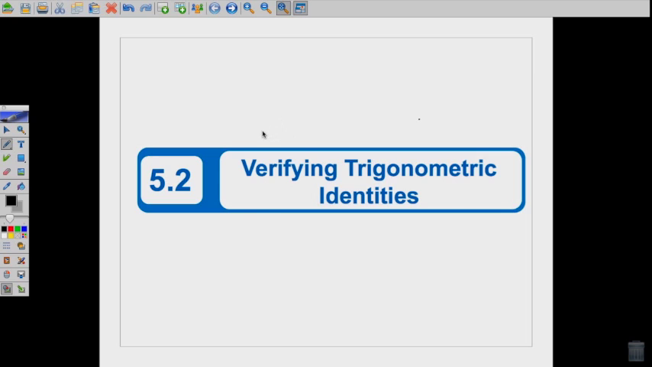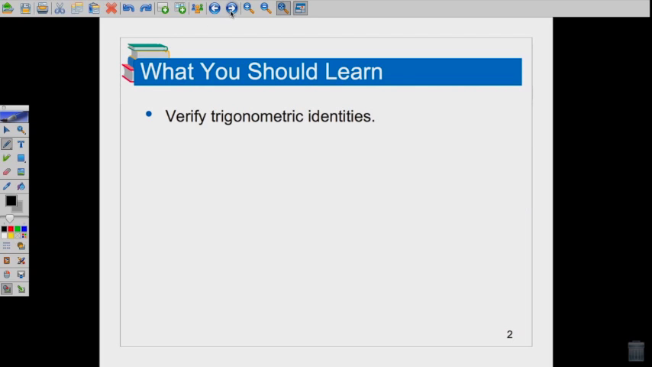Today we're doing 5.2, verifying trigonometric identities. Hopefully at this point from the last section, we're getting a little bit better at actually using some of these trig identities. And when we get into this 5.2 and verifying, it won't actually be too bad, because verifying trig identities is very much like what we were doing before, manipulating the expressions. We're just putting it to use in this next one.